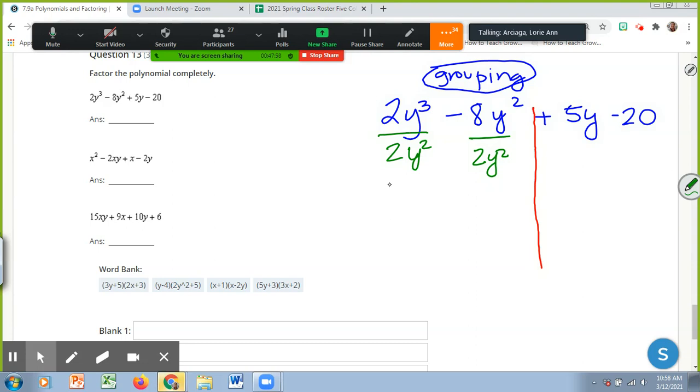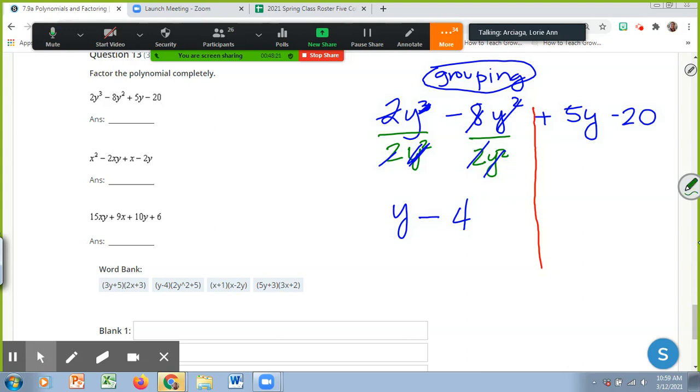Now get the answer. So 2 divided by 2, that's 1. Y3 divided by y2, you get 1y left. Minus 8 divided by 2, that's 4. Yeah? And then you bring down the y2's. Oh, no, you cancel the y2's, I mean. Then no more y. Yeah?